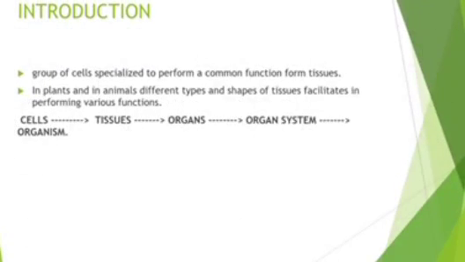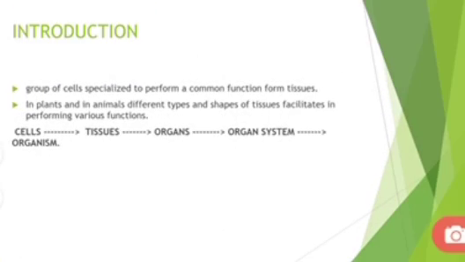Starting with the first question, what is tissue? Tissue means a group of cells specialized to perform a common function. A group of cells together perform common functions, so they are known as tissues. All plants and animals contain tissues, and they have different types and shapes of tissue, and they perform various functions.